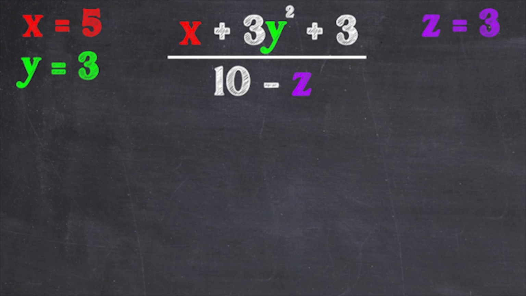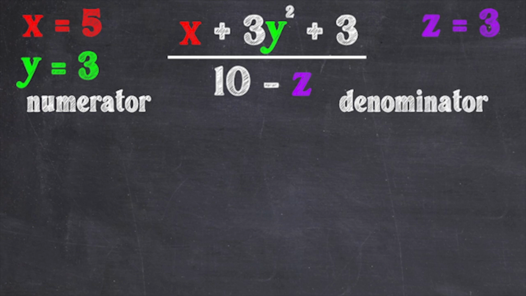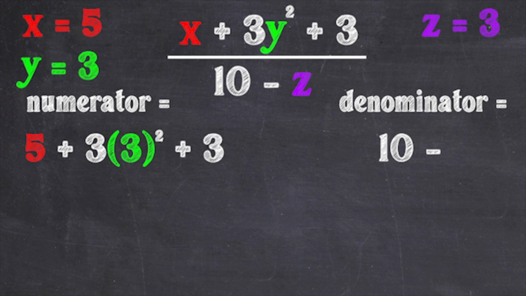This algebraic expression has 3 variables, x, y, and z. The given expression is in the form of a fraction, with x plus 3y squared plus 3 forming the numerator, which is the top part of the fraction, and 10 minus z being the denominator, which is the bottom part of the fraction. We can evaluate each of these parts individually to find the value of the entire expression. Let's begin by substituting the values of the variables in the expression. Substitute 5 for x, 3 for y, and 3 for z. In the numerator, we have a term involving an exponent.